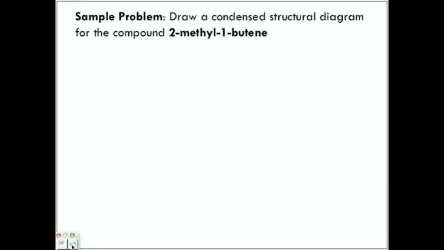Let's take a look at this example. 2-methyl-1-butene. To construct the parent chain, let's consider butene. It is composed of 4 carbons. Next, number it 1, 2, 3, 4. Since it is an alkene, a double bond is present and it is located after the first carbon.